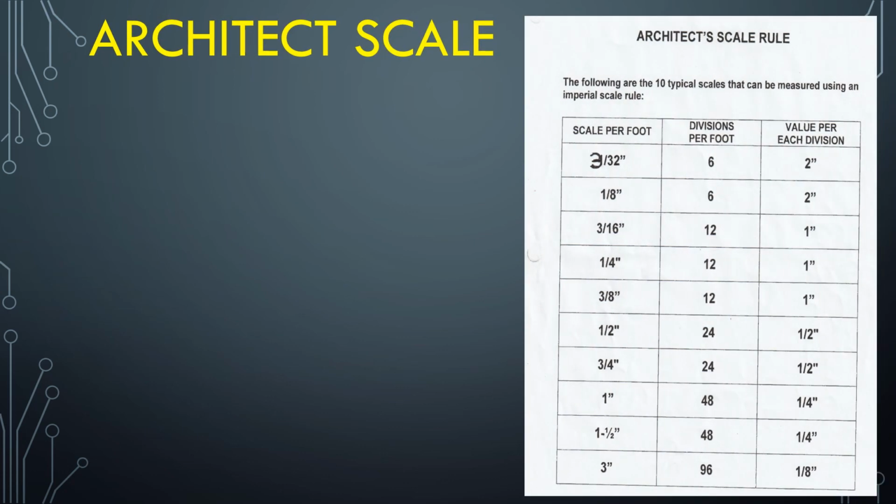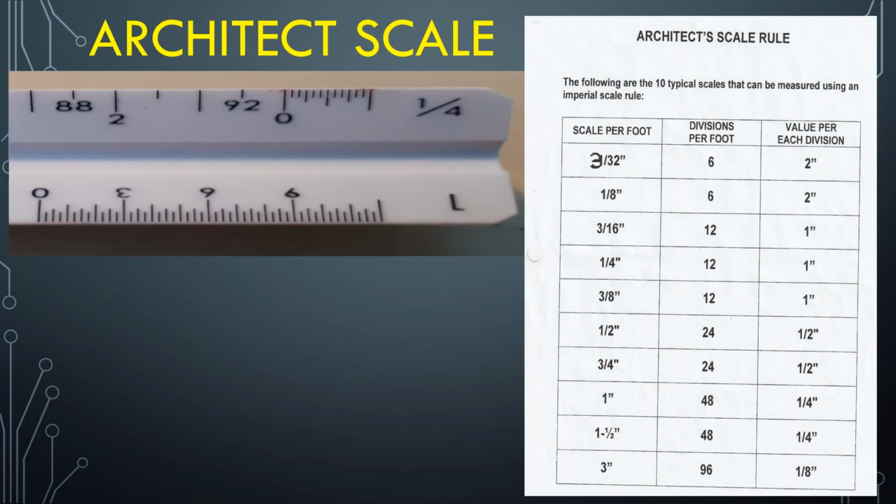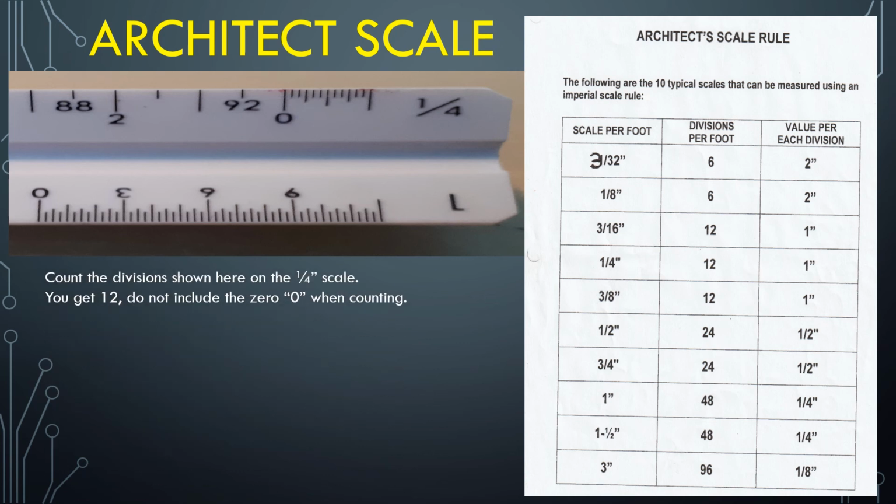So again, just as a refresher, I can't stress enough when it comes to actually counting these divisions. The quarter inch scale is shown here. You have 12 divisions. You do not include the 0 when counting. Okay, so you start counting here. That's 1. Don't include the 0, please. The same holds true for all the scales. You never include the 0 because that's your starting point. So it's like if someone takes 3 steps, you stand with your feet beside each other. The first step you take is 1, not your starting point. So the 0 is that starting point.